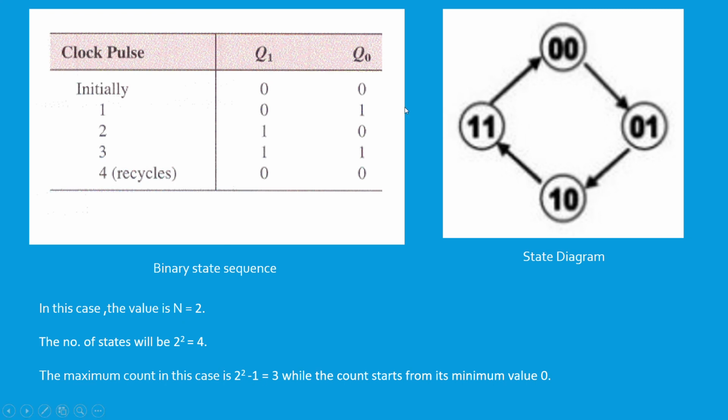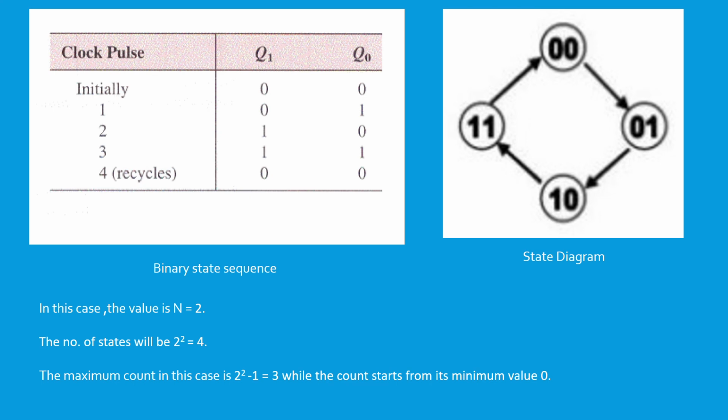For a 2-bit counter, we have n equal to 2, and the number of states will be 2 to the power 2, which is equal to 4, and the maximum count in this case will be 2 to the power 2 minus 1, which is equal to 3, while the count starts its counting from the value 0. It means the number of counts also in this case is 4.